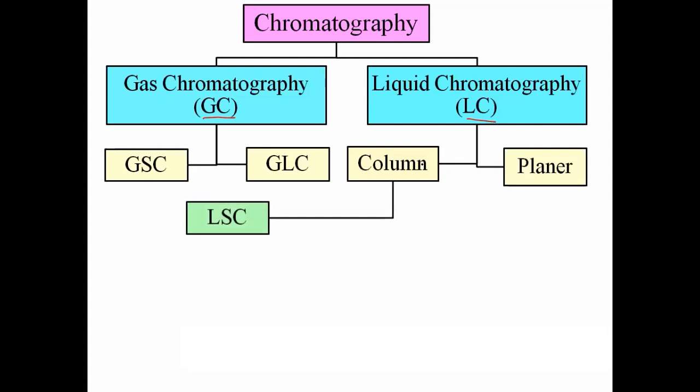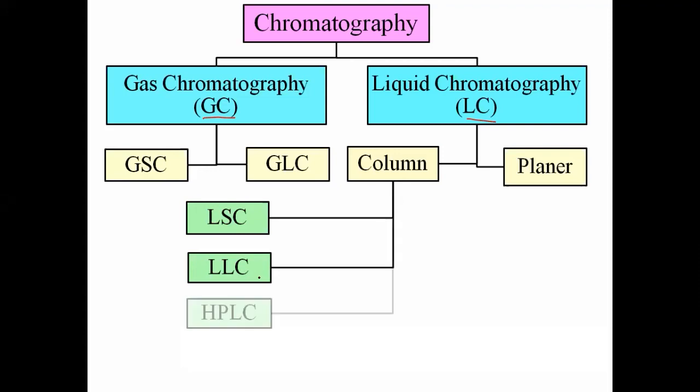One is the LSC, liquid solid chromatography. Here stationary phase is solid. Okay, we are using column and stationary phase is solid and mobile phase is liquid. Then it is called liquid solid chromatography. Then second type, again we are using column and both the phases are liquid. Then it is called LLC, liquid liquid chromatography. Okay, this is the second subtype.